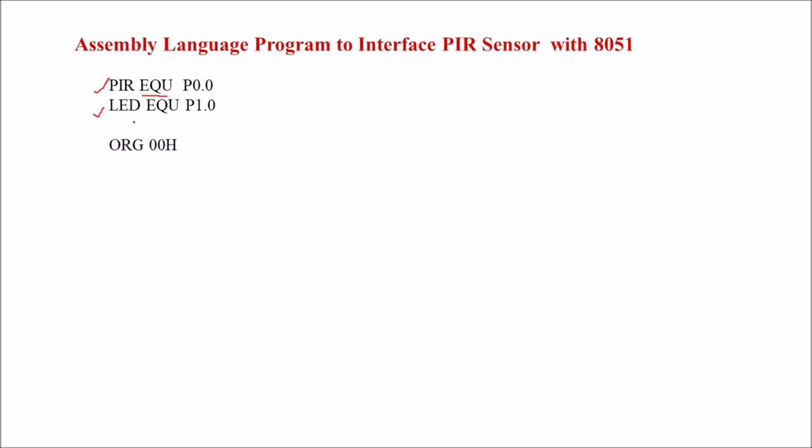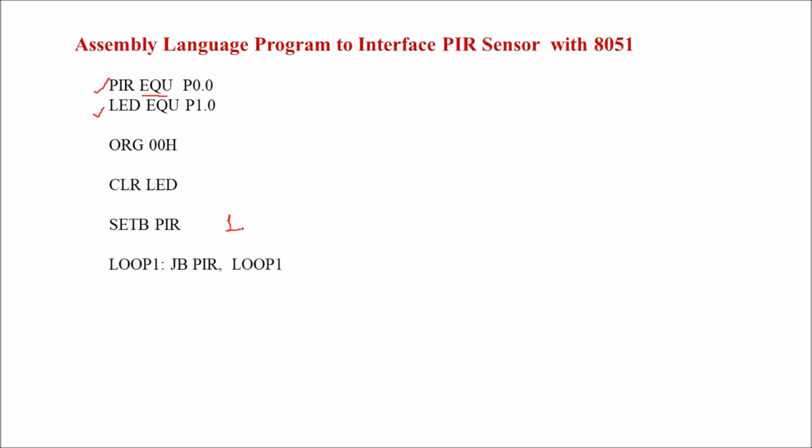We'll start writing the program from address location 0000H. First we'll clear LED, so P1.0 is at logic 0 and the LED turns off. Then we'll set this PIR bit, that is P0.0, because we are using this terminal as an input terminal. Whenever we use a port terminal as an input terminal, first we have to write logic 1 at that port terminal. This is for protection of the port.